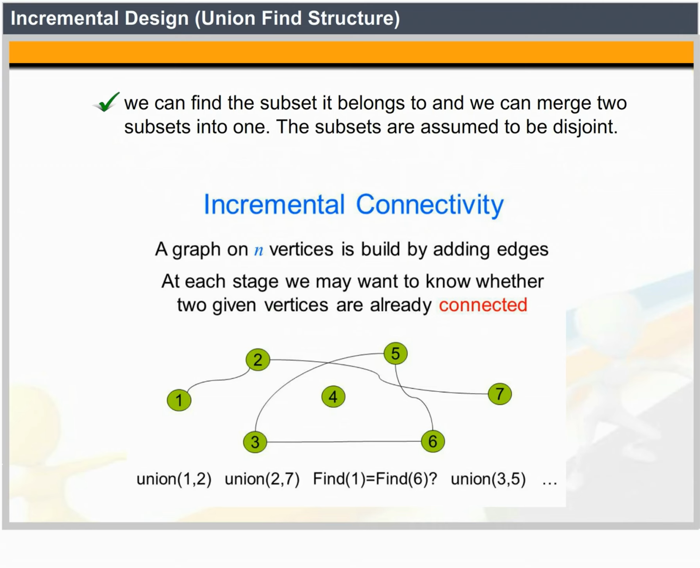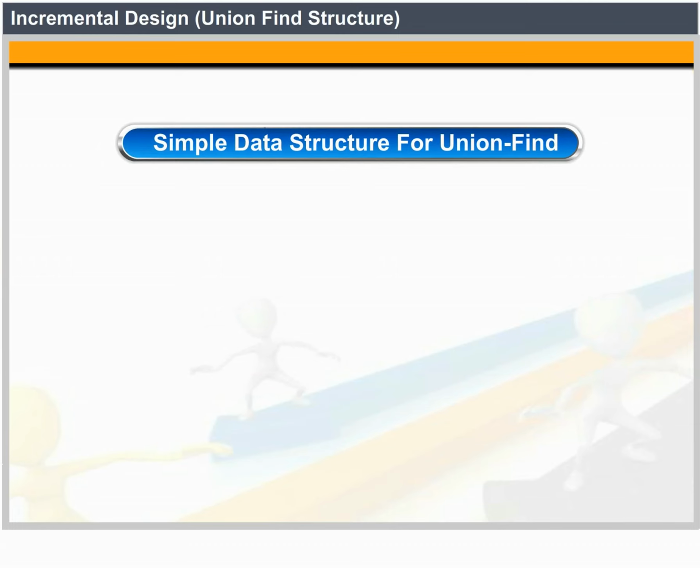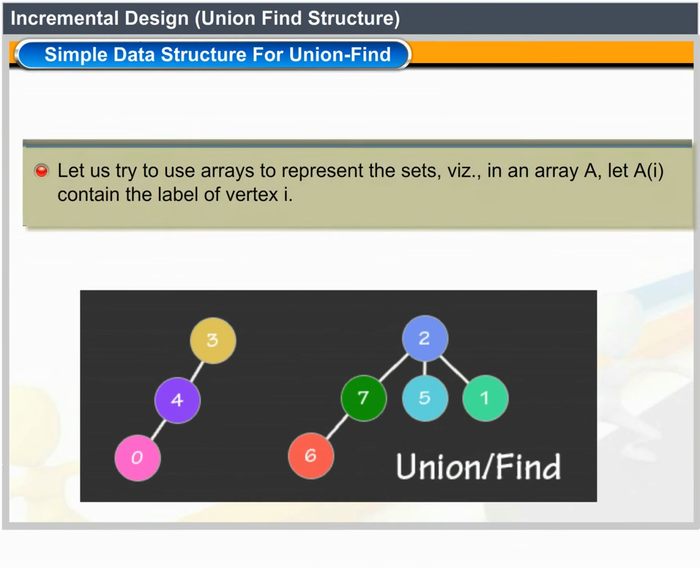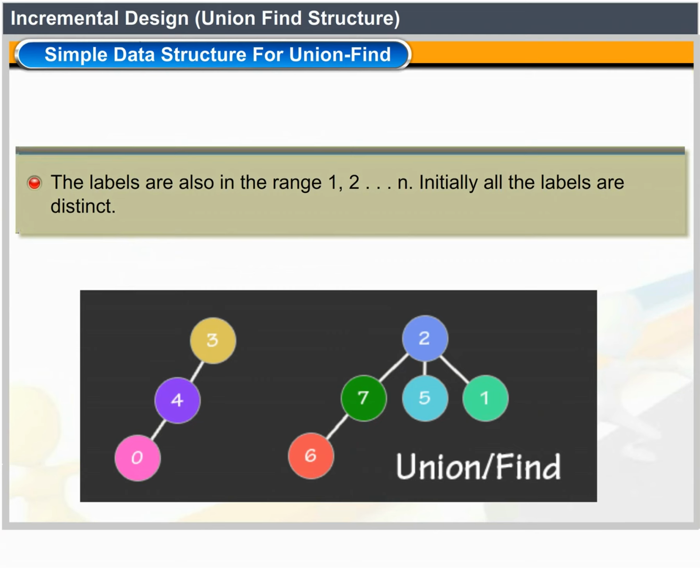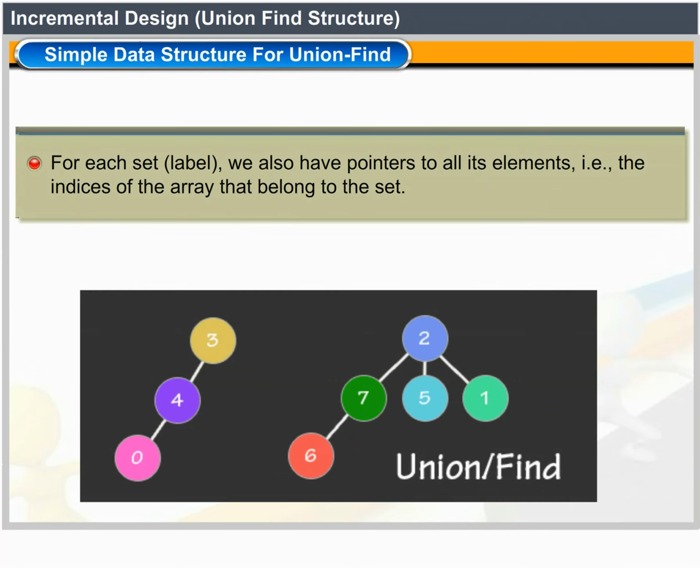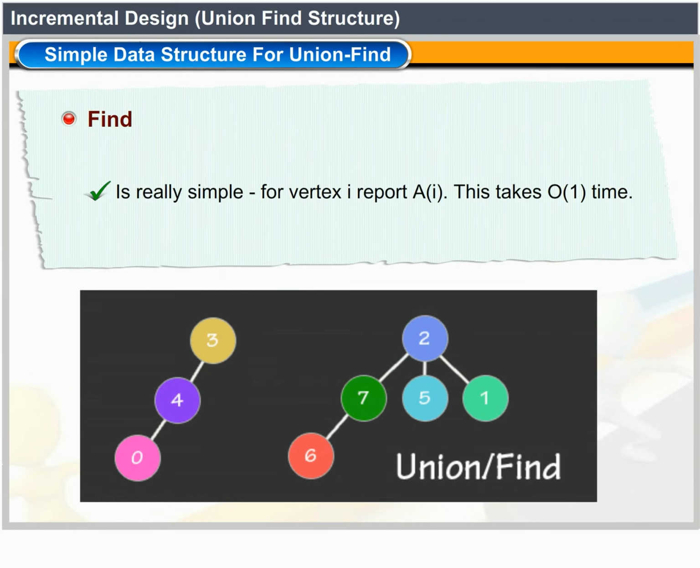Simple data structure for union find. Let us try to use arrays to represent the sets. In an array A, let A[i] contain the label of vertex i. The labels are also in the range 1, 2, up to n. Initially, all the labels are distinct. For each set label, we also have pointers to all its elements, that is, the indices of the array that belong to the set. Find is really simple: for vertex i, report A[i]. This takes O(1) time.